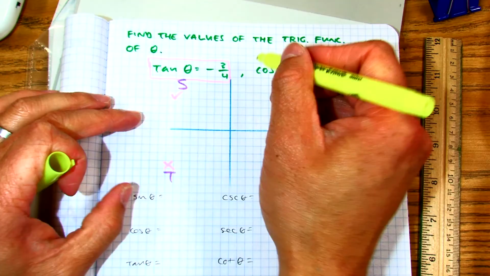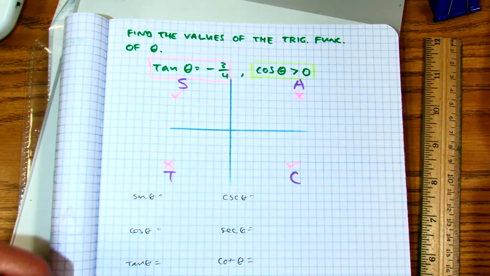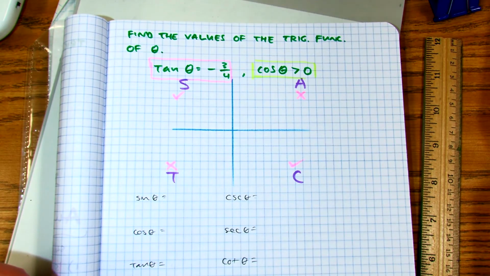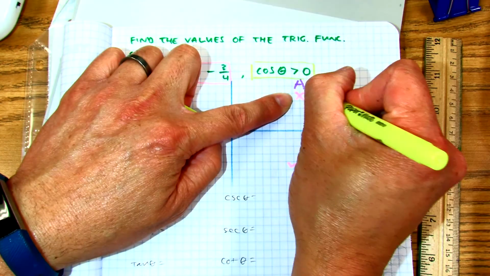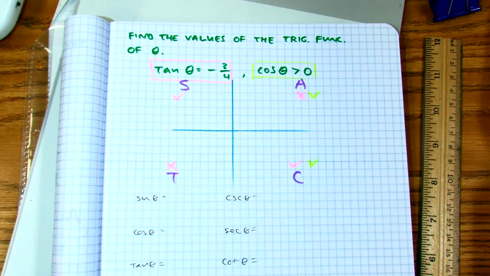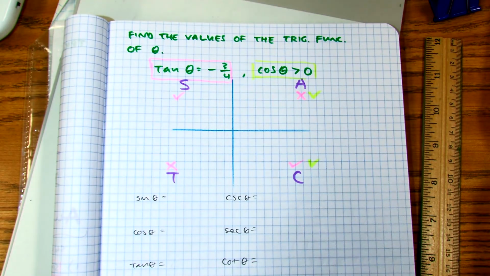Class, this one says cosine is positive. Put your fingers where cosine is positive. All the trig functions are positive there, and cosine's reciprocal is too. Therefore, my triangle is in quadrant 4. Raise your hand if you got that. Okay.